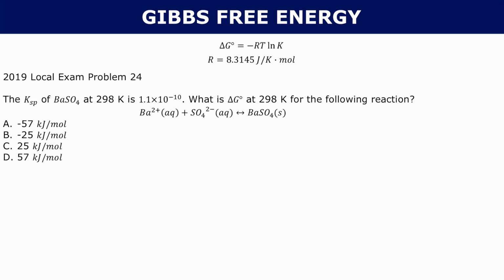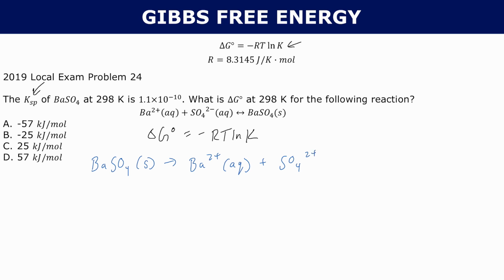Alright, since this problem deals with a K value and we're asked for the change in free energy, we know that we're going to need to use this equation here. So delta G standard is equal to minus RT natural log of K. Although you might think you know K, you don't really know K. The K here represents the Ksp. The Ksp is dealing with this equation here, where barium sulfate solid is turning into barium 2 plus aqueous and SO4 2 minus aqueous. That's the reaction that this Ksp represents.